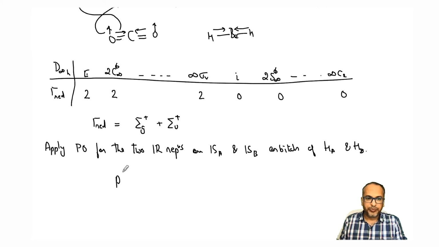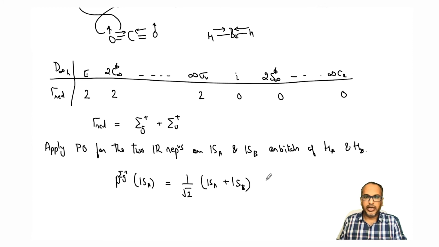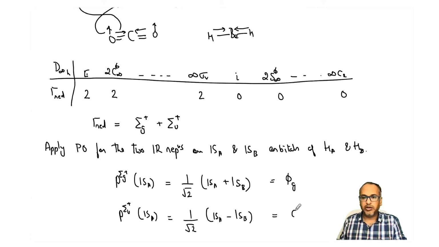So if you do that, the Σg+ projection operator applied on 1sA gives, after normalization, 1/√2 (1sA + 1sB), and we can call this SALC φg. G, because this is coming from gerade symmetry. Now again the projection operator for Σu+ applied on 1sA or 1sB, you can apply it on either of these. After normalization, it will give you 1/√2 (1sA − 1sB), and this we will call φu. This is just for nomenclature.